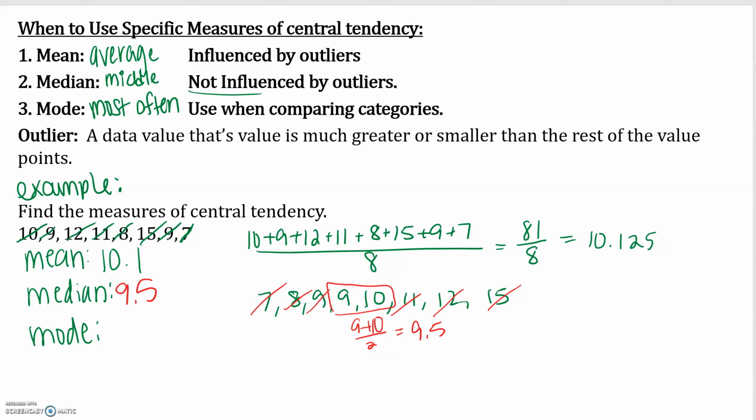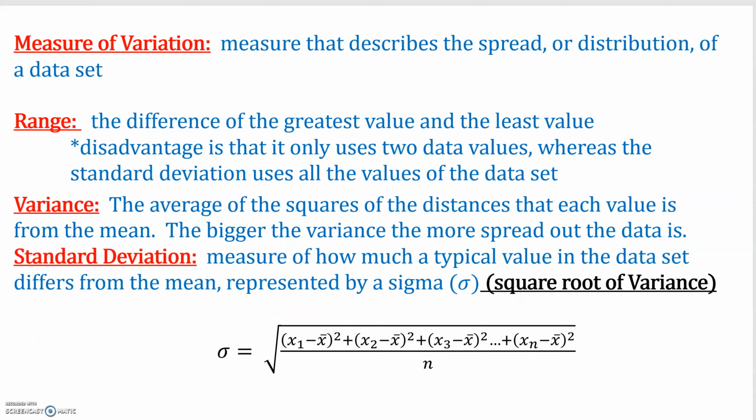Okay, and the last measure of central tendency is our mode. Remember, mode is the one that occurs most often. We only have one number that is actually repeated in this data set, so our mode is a 9.